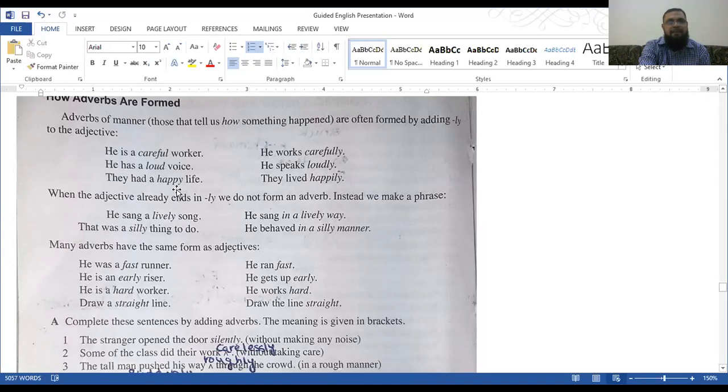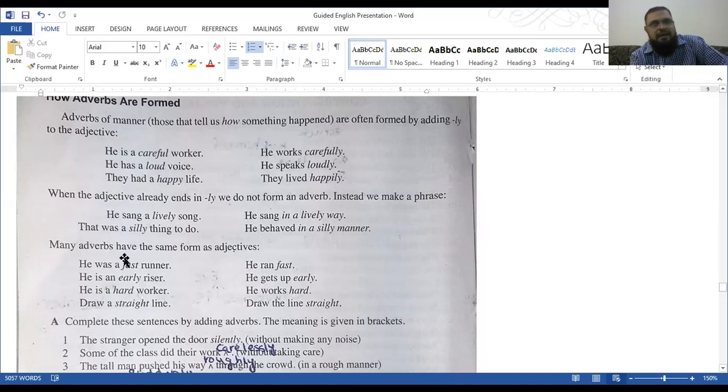They had a happy life. They lived happily. When the adjective already ends in ly, we do not form an adverb. Instead, we make a phrase. He sang a lively song. He sang in a lively way. That was a silly thing to do. He behaved in a silly manner.